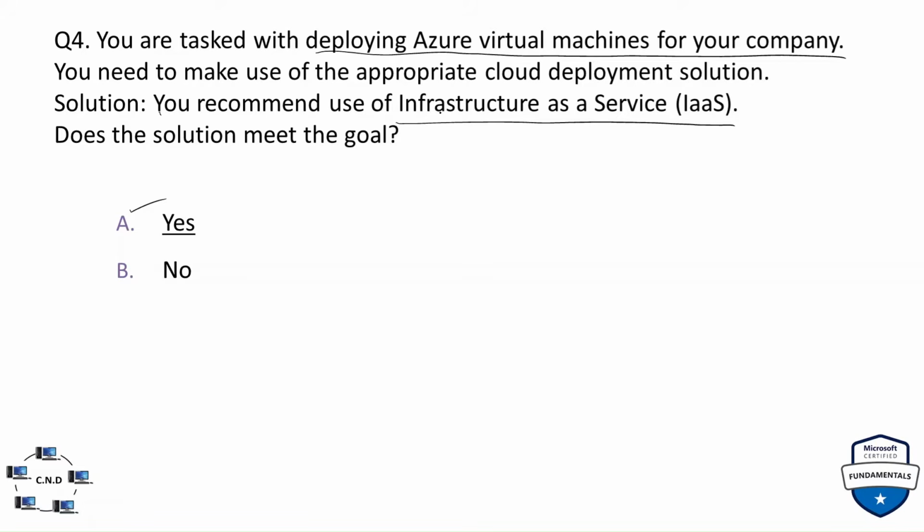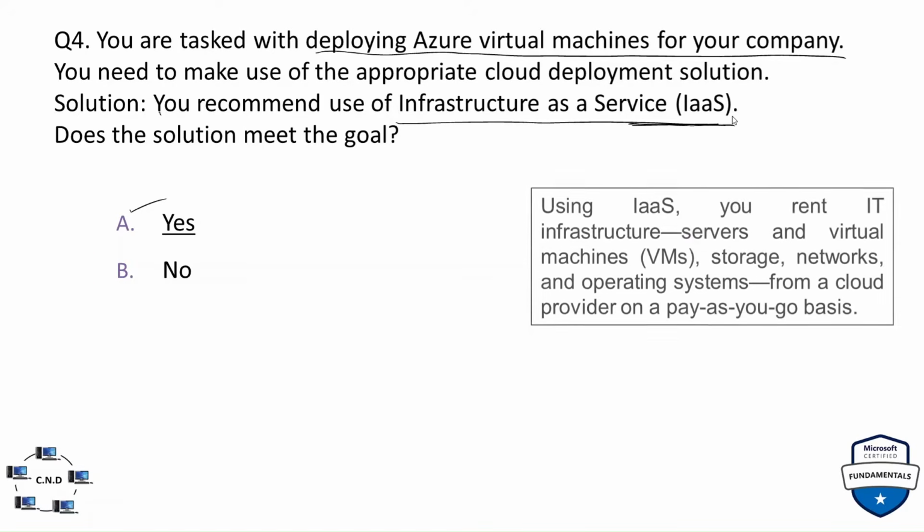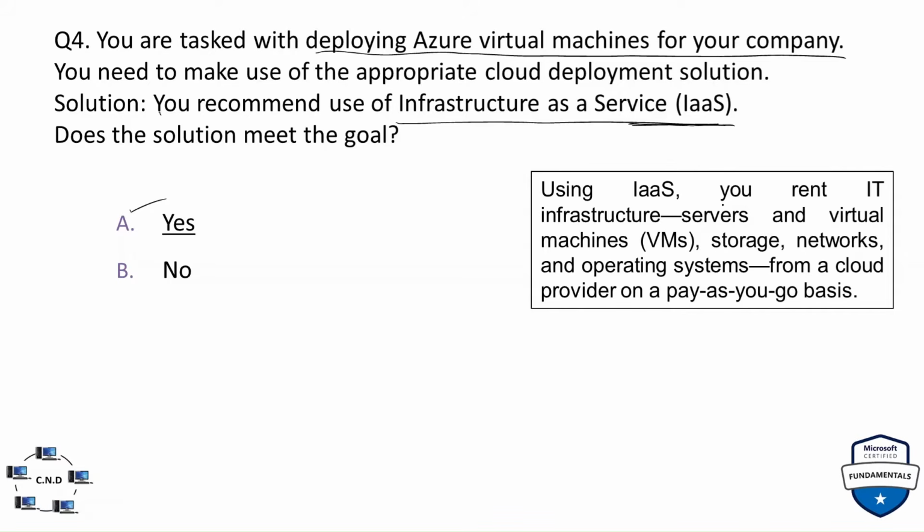When you want to deploy your own virtual machines and you need the underlying infrastructure such as storage, network, etc., then you need the IaaS solution. Because again, using this, you can rent the IT infrastructure, servers, virtual machines, storage, network, and operating system from a cloud provider on a pay-as-you-go basis.